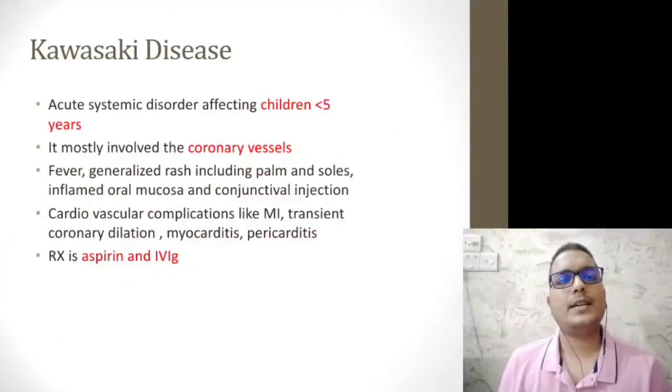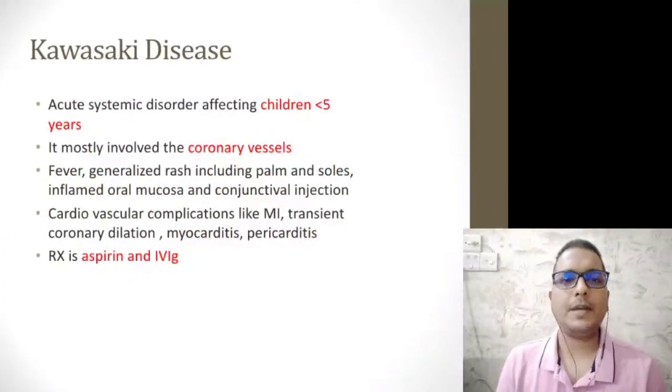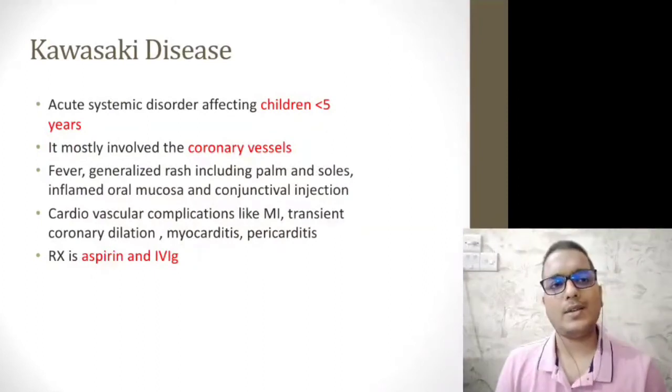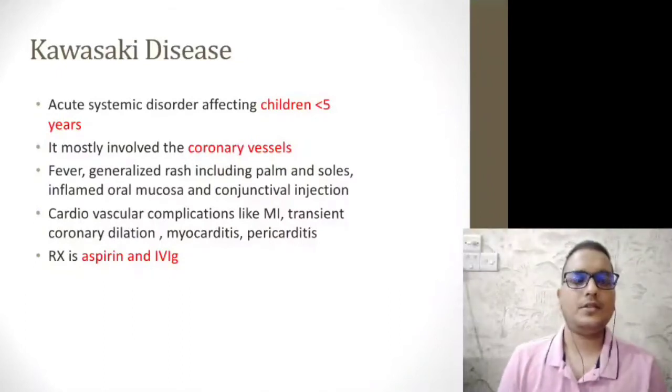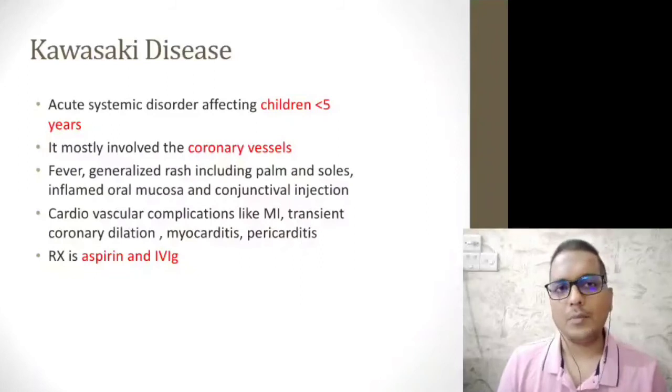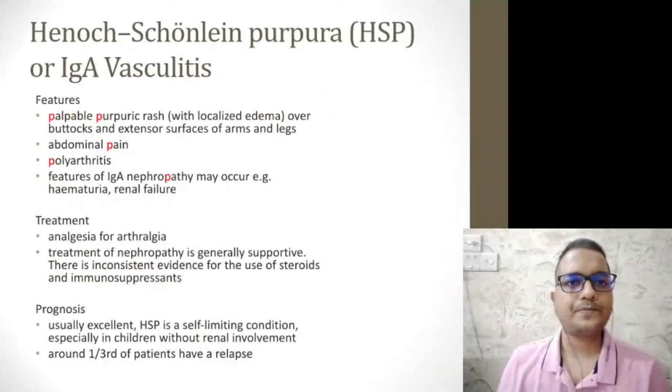Then we come towards Kawasaki disease. Kawasaki disease is basically a pediatric disease, so it is not that important. Just need to know that in children less than 5 years, Kawasaki disease can occur and mainly involves the coronary vessels. Sometimes the angiogram or the echo shows some abnormalities, and the treatment is aspirin and IVIG. So that's all we need to know about Kawasaki disease.